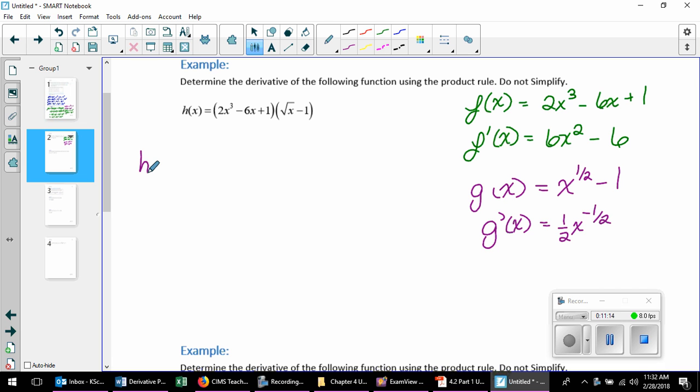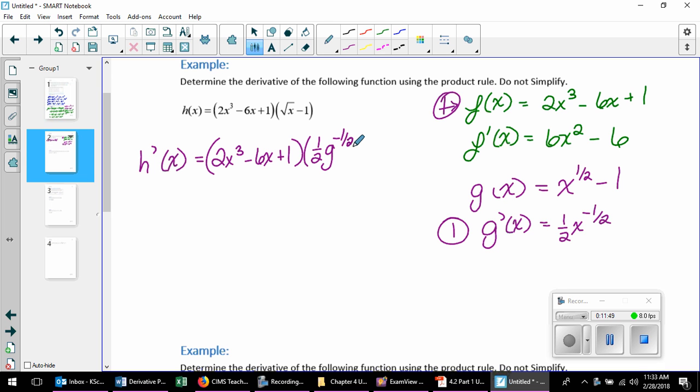So if I'm doing the derivative of h of x, you want to do 1 for 1. It doesn't matter when we're multiplying what order they go in. So it's going to be an original function times the other function's derivative. So that's my first step. So 2x cubed minus 6x plus 1 times 1/2 x to the negative 1/2.